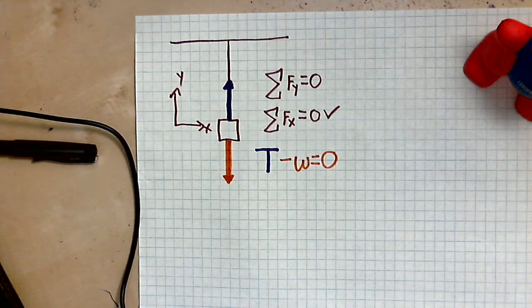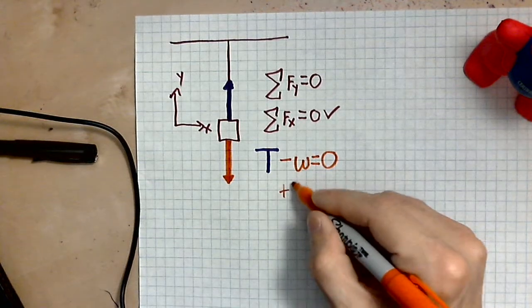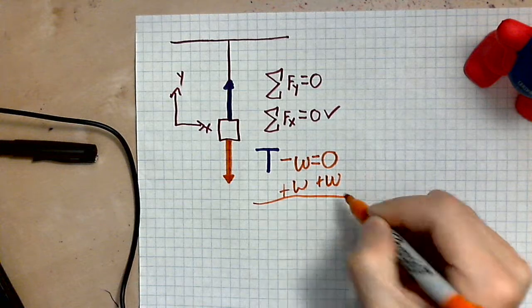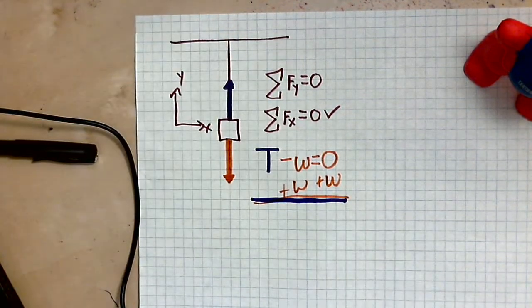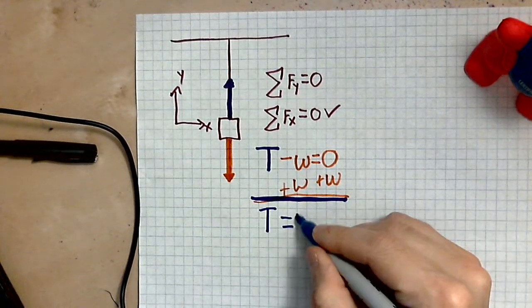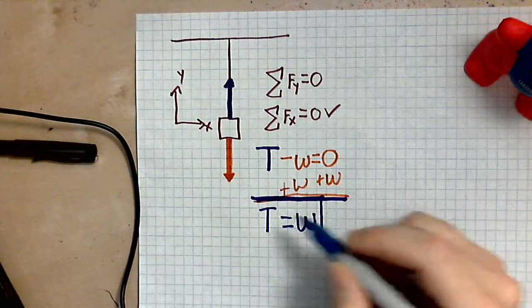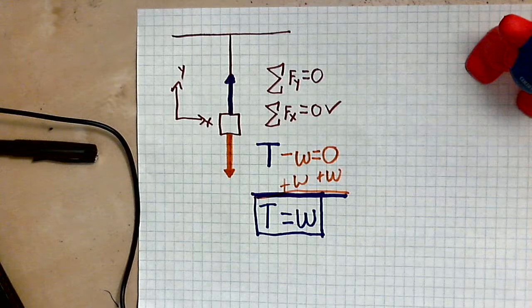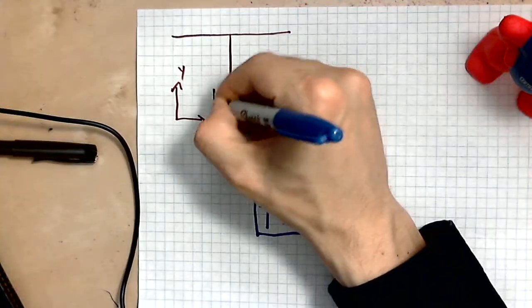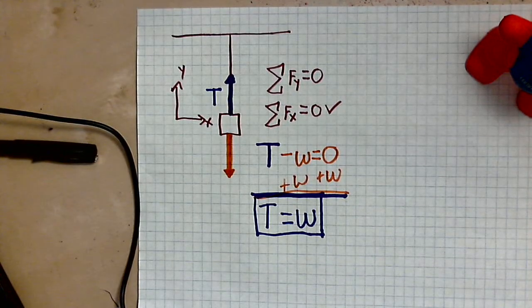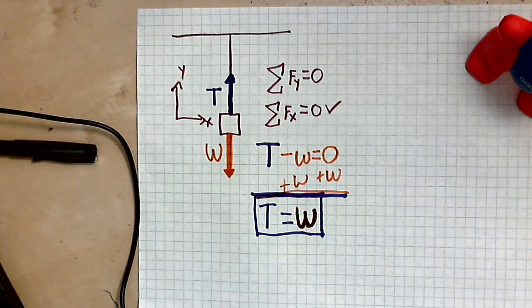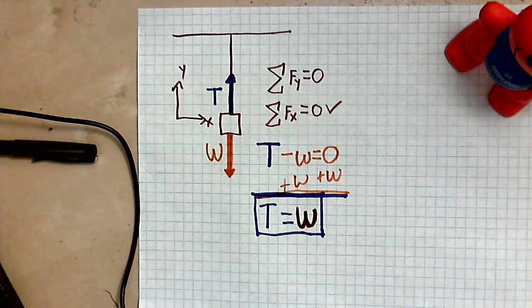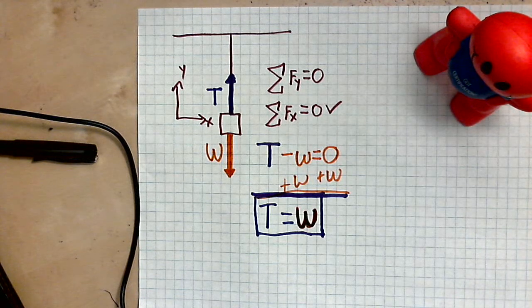So what this tells us immediately is the following. You add W to both sides, and you sum these. There we go. And you add them, so you find that T equals W, like this. So the tension in the rope, represented using the letter T, is equal to W, which is represented here, right? Those two are equal. Because they are equal, we can say that the object is not accelerating vertically, so the sum of the forces in the y direction is 0.